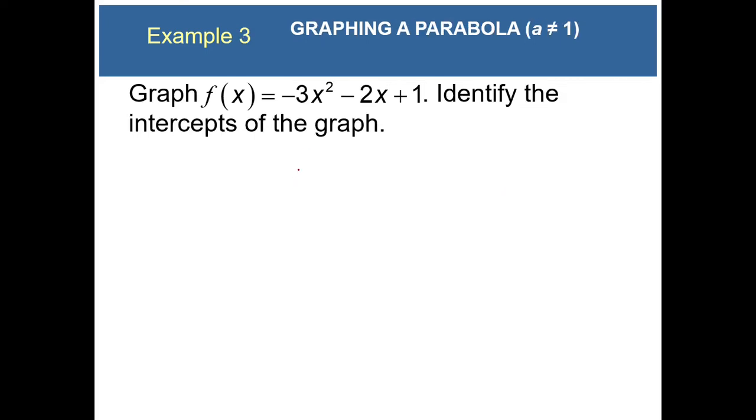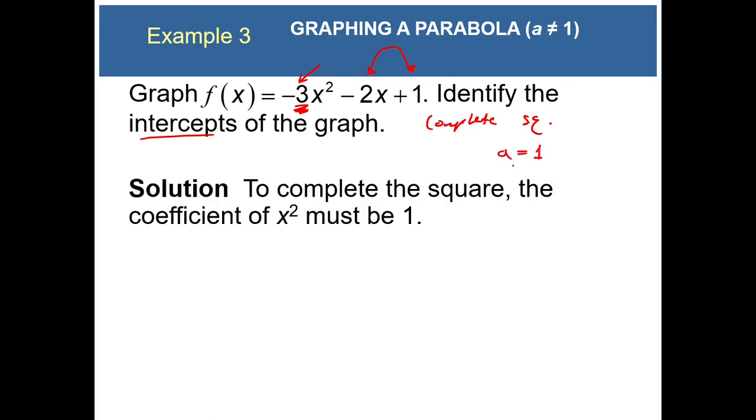Example 3, we're going to graph f of x equals negative 3x squared minus 2x plus 1 and identify the intercepts of the graph. I notice that there's a negative 3 in front of my x squared, so automatically I know this is a parabola that faces down. But in order to complete the square, I need to make sure the leading coefficient is 1. So a has to be equal to 1. To complete the square, the coefficient of x squared must be 1.